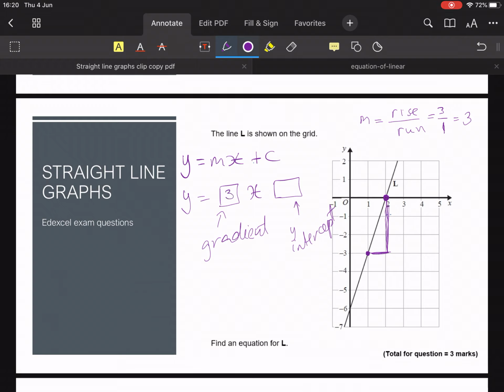Now for the intercept, all you have to do is check where the line crosses the y-axis, and it's at the point where the y-coordinate is -6. So all you have to do is put that in, and this is your answer: y equals 3x minus 6. That's the equation of this line.